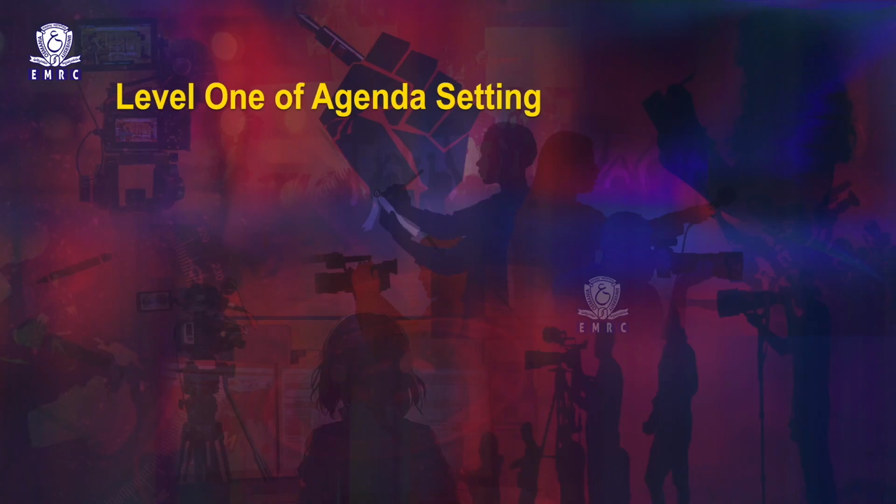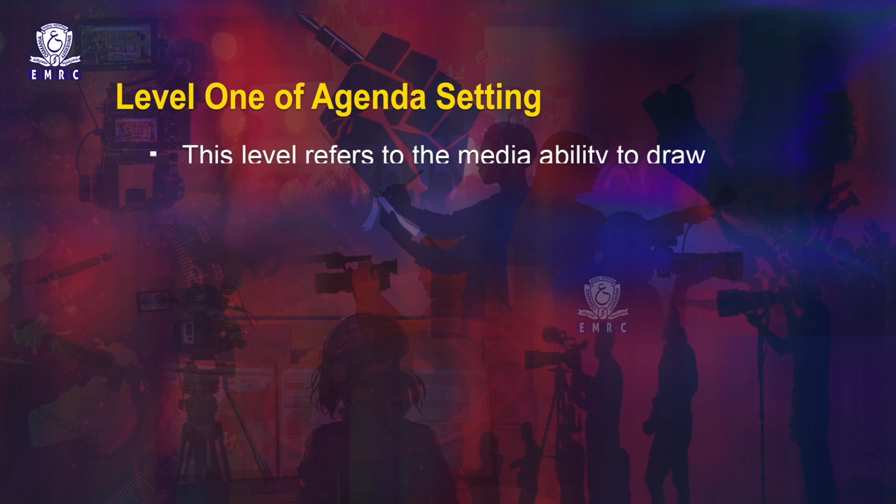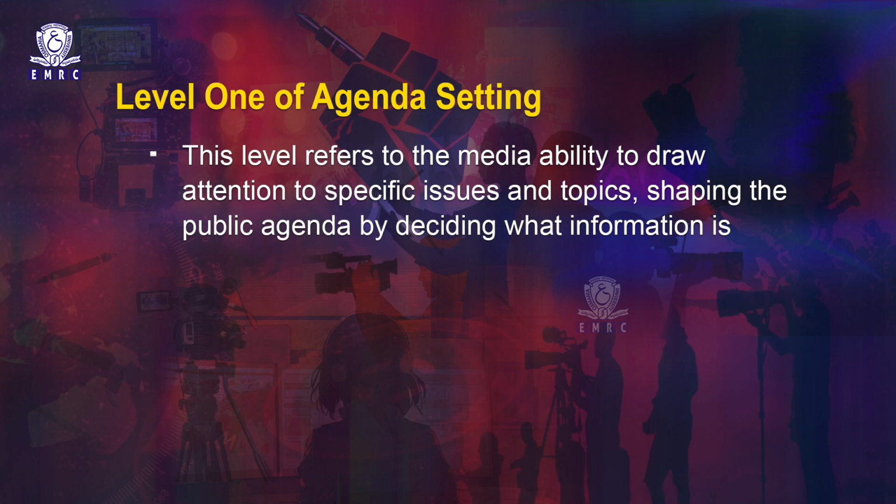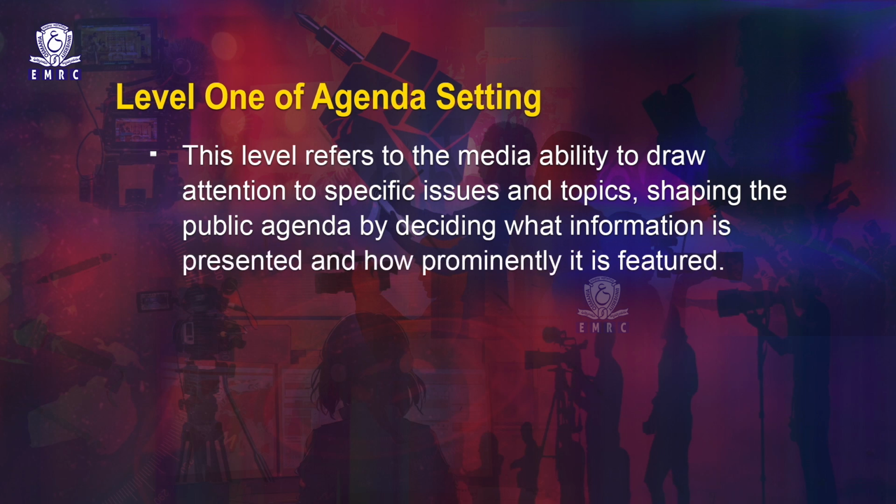There are two major types of agenda setting. Media agenda, the set of issues and topics that media covers, emphasizing certain subjects over others. Public agenda, the set of issues and topics that the public perceives as important, influenced by media coverage.